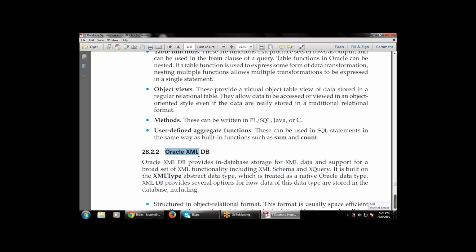Next is Oracle XML DB, that is the Oracle XML database, that provides in-database storage for XML data and support for a broad set of XML functionality that includes XML schema and XQuery.